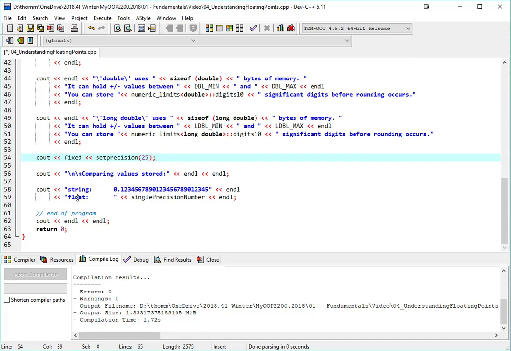Comparing values stored, I'm outputting the string, the same string. I just copied and pasted what the original number was, and then directly underneath it I've said float, and I've output the significant precision, a single precision number, and so we'll be able to compare them digit by digit. So let's try running that.